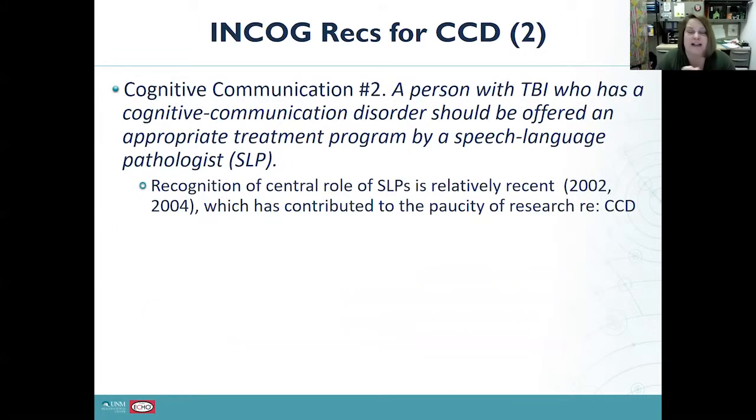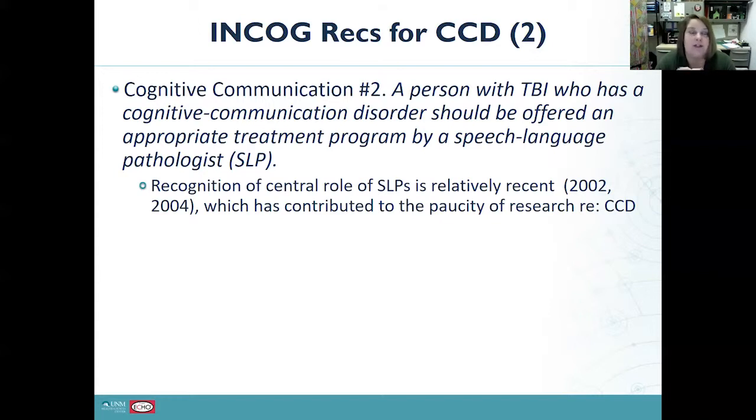If you can go to the next slide, the second recommendation is that a person with TBI who has a cognitive communication disorder should be offered an appropriate treatment program by a speech-language pathologist. And again, it seems kind of silly to say this, but actually the recognition of the SLP's role in persons with TBI and cognitive communication disorder has not been widely recognized until very recently.